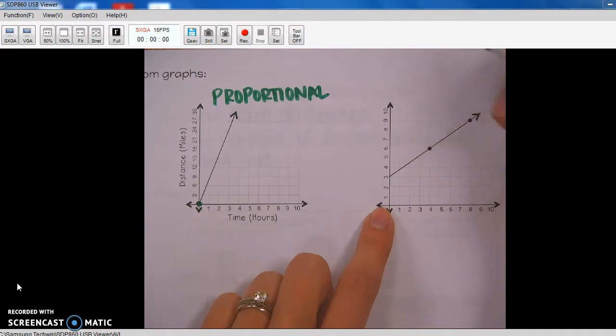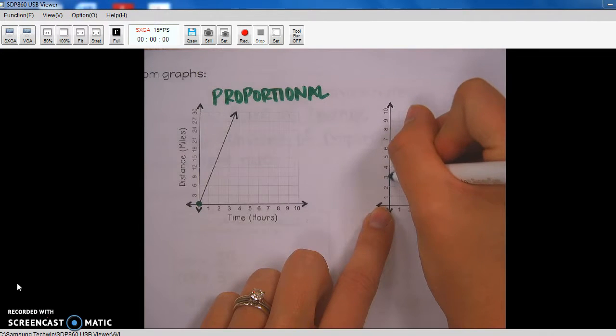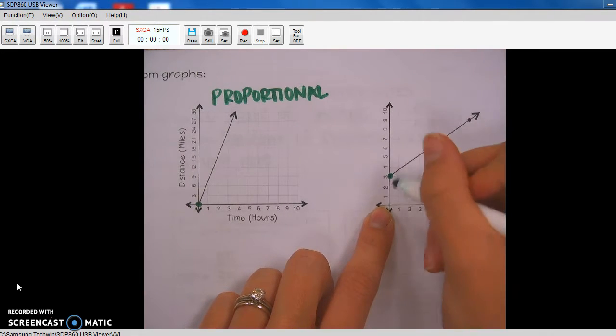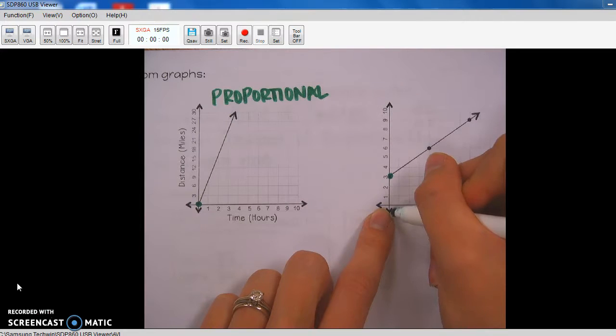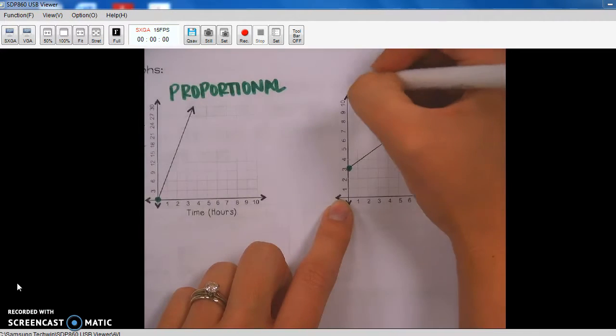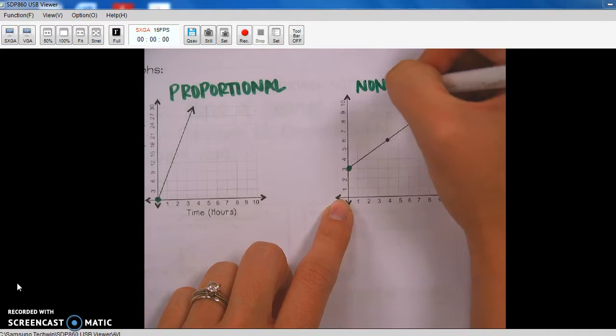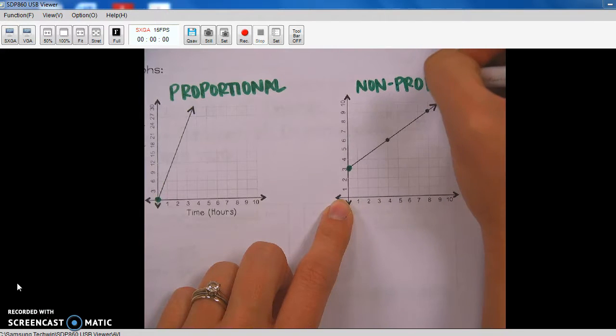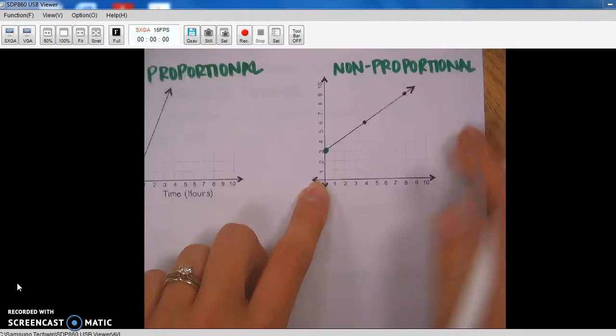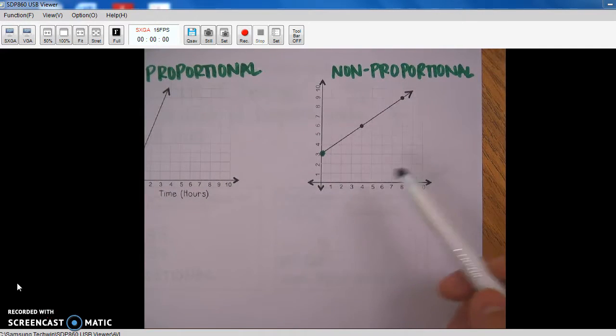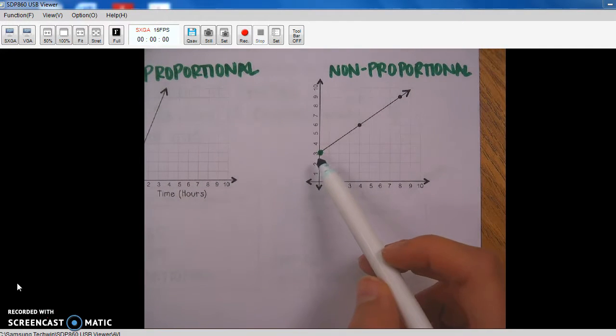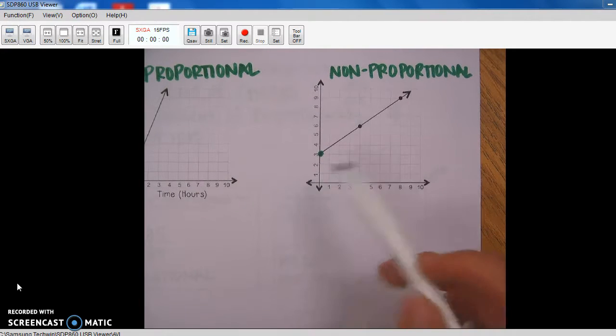There's no extra value that I'm going to have to add or subtract. This one is non-proportional because the line is crossing the y-axis at a different number from 0. It's starting at 3. So I know whatever unit rate I get, I'm going to have to still add 3 extra to get to my y value.